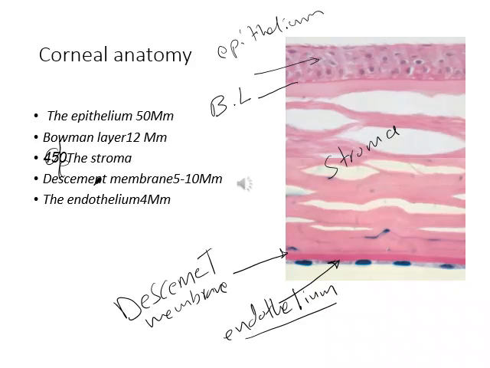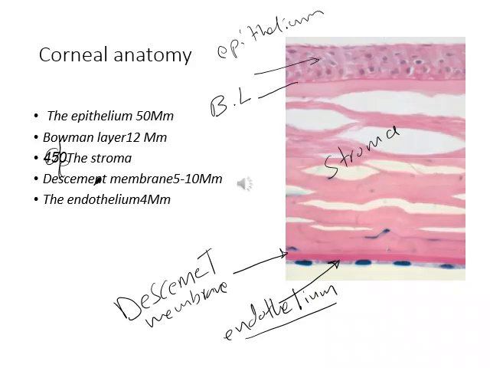Next to the epithelium is the Bowman layer. The Bowman layer is an acellular superficial layer of the stroma that is formed from collagen fiber. Now the stroma makes up 90% of the corneal thickness. It is an irregularly oriented layer.